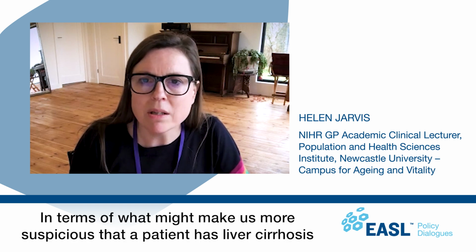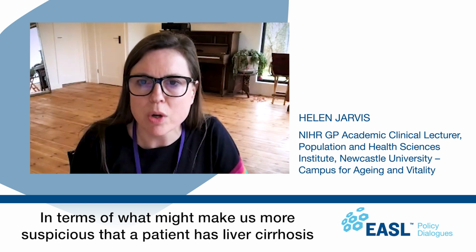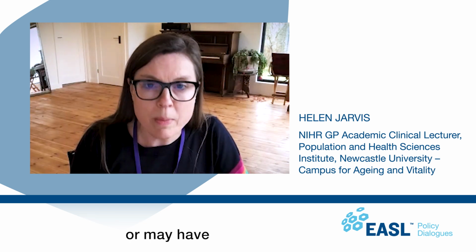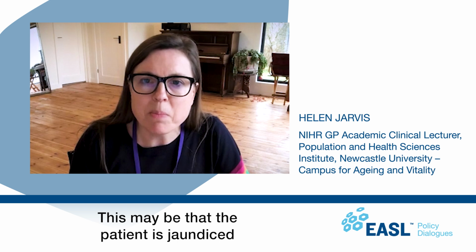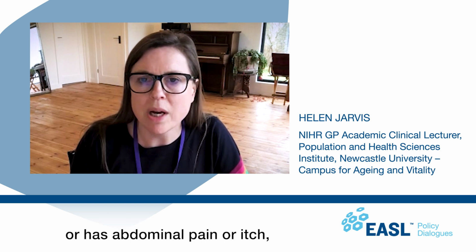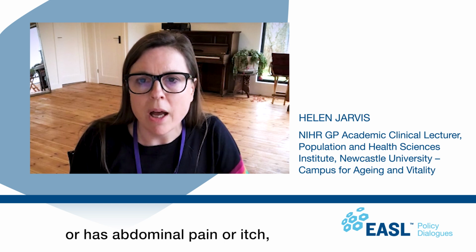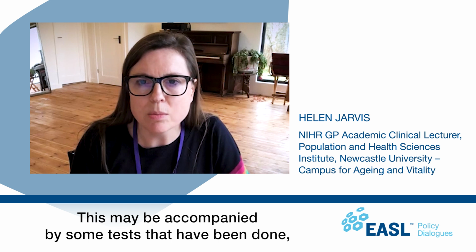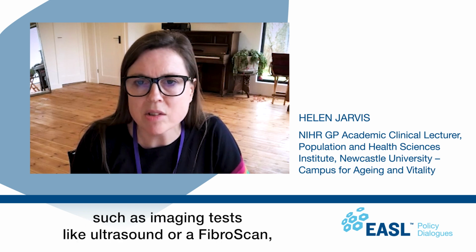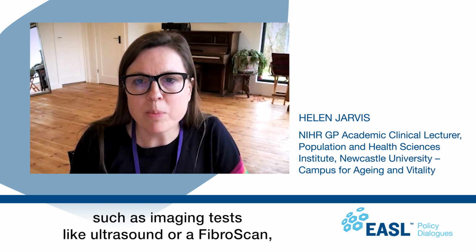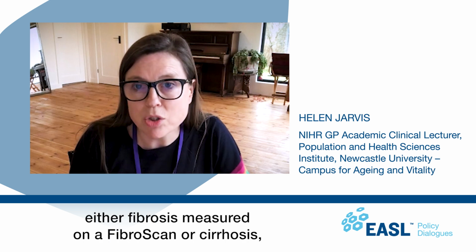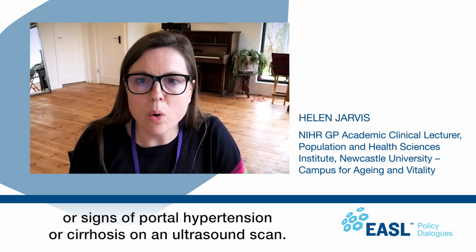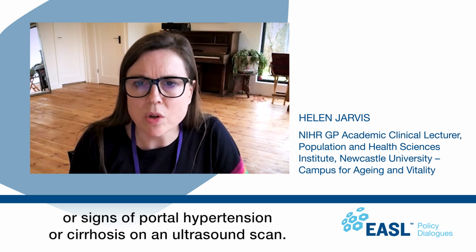In terms of what might make us more suspicious that a patient has liver cirrhosis, or may have the likelihood of hepatocellular carcinoma, this may be that the patient is jaundiced or has abdominal pain or itch, or has some blood work done. This may be accompanied by some tests that have been done, such as imaging tests like ultrasound or a fibroscan, which would give us some indication that the patient has either fibrosis measured on a fibroscan or cirrhosis, or signs of portal hypertension or cirrhosis on an ultrasound scan.